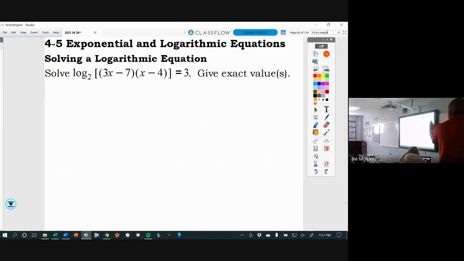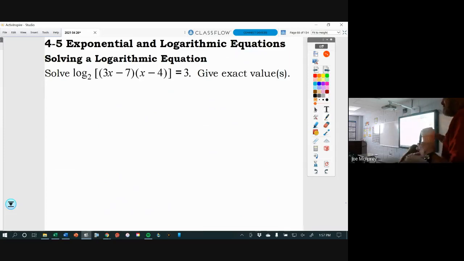What's the base? 2. What's the power? 3. 3 equals what? The thing. The thing. What thing? That thing. I'm confused. This does not process in my brain. Wait, so, listen, this is log base 2 of that thing is equal to 3.